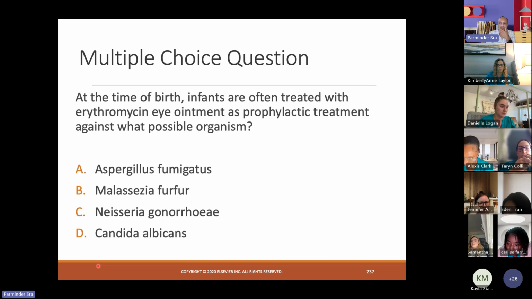Good job. Yes. So erythromycin eye ointment is used or indicated for the treatment of neonatal conjunctivitis, which is caused by which one? Neisseria gonorrhea. Okay, good job.